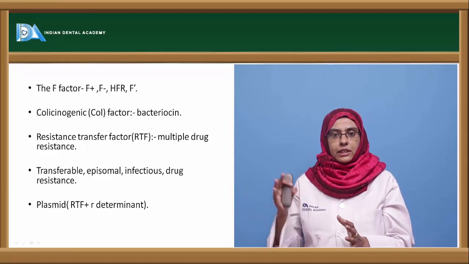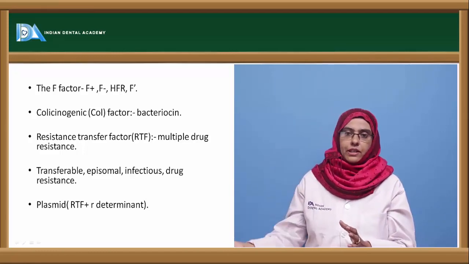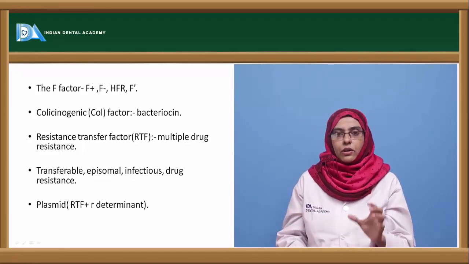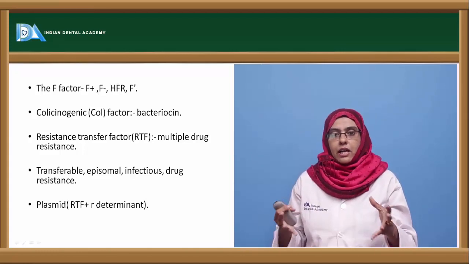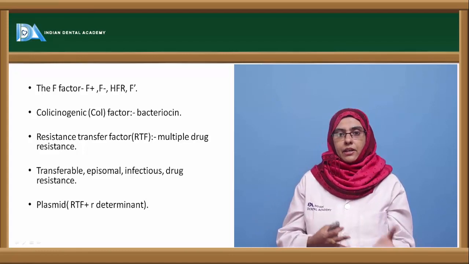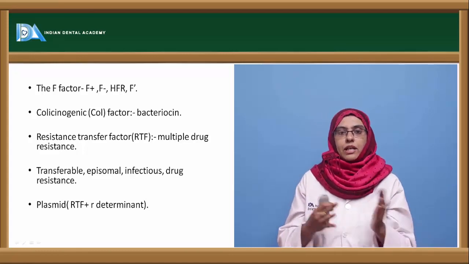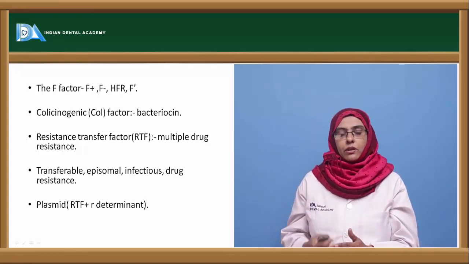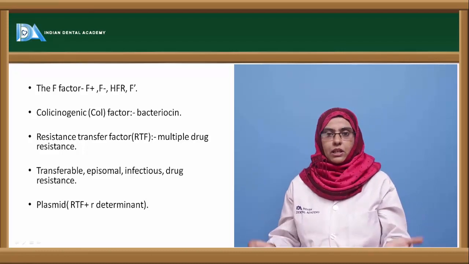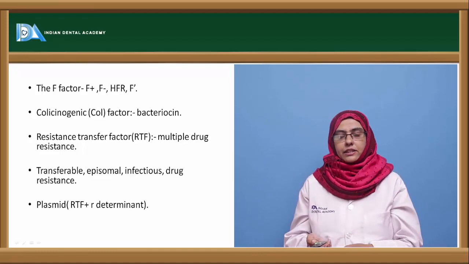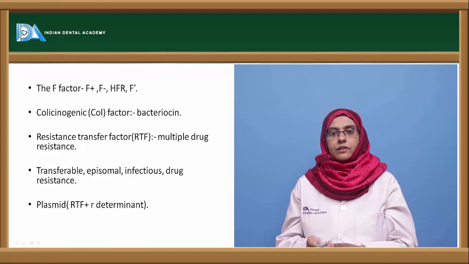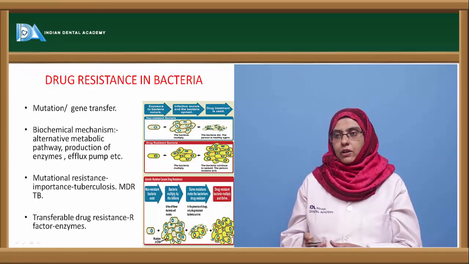So in that case the R determinant cannot be transferred from one cell to the other cell. It is only the RTF that can be transferred. But when they are in a complete plasmid, RTF plus R determinant, they are able to transfer the genes to not only the closely related species but also to other groups of organisms. So bringing about a drug resistance towards a wide variety of antibiotics.